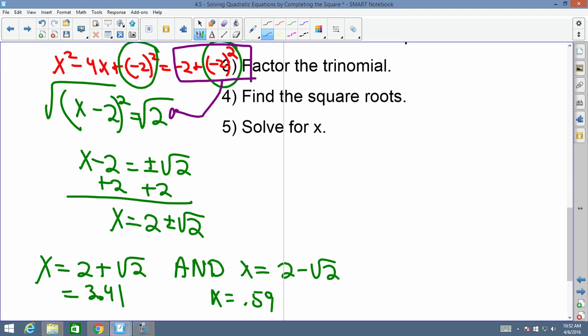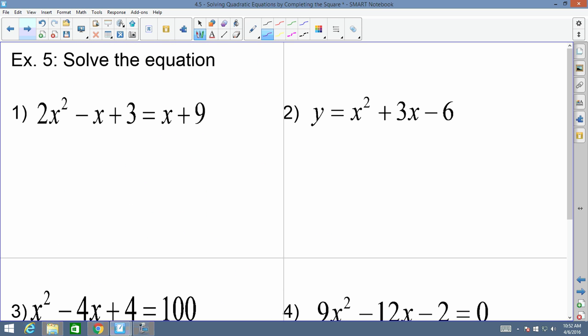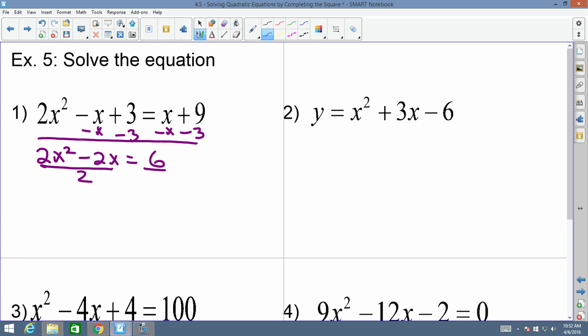Okay. Let's give another example. So now we're just going to solve each equation. All right. Let's see what we got. First of all, I'm going to subtract the 3 from both sides. And I'm going to subtract an x from both sides. Giving me 2x squared minus 2x equals 6. I have a 2 here in front of the x squared, so I'm going to divide both sides by 2 because I want to get the x squared alone, my brothers.